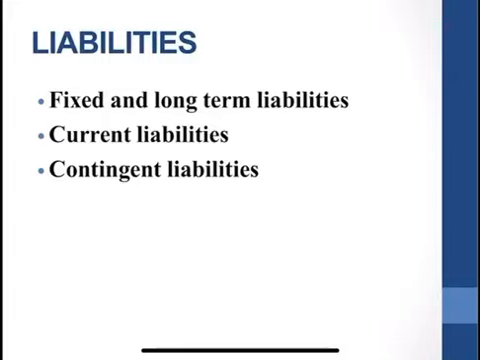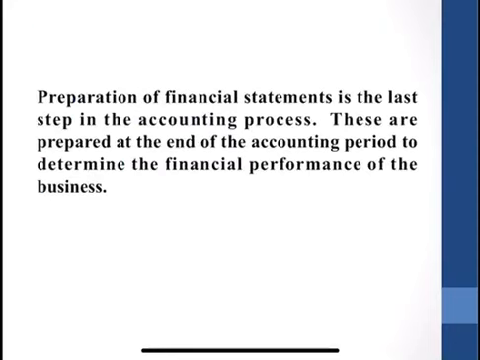Another example is a bill discounted with bank. It is also a contingent liability. If it is met on due date, there is no liability, but if it is dishonored, it will be a liability. So in the last, we can say preparation of financial statements is the last step in the accounting process. These are prepared at the end of the accounting period to determine the financial performance of the business. That is, we come to know about the profit or loss suffered by the business, and we come to know about the financial position of the business.